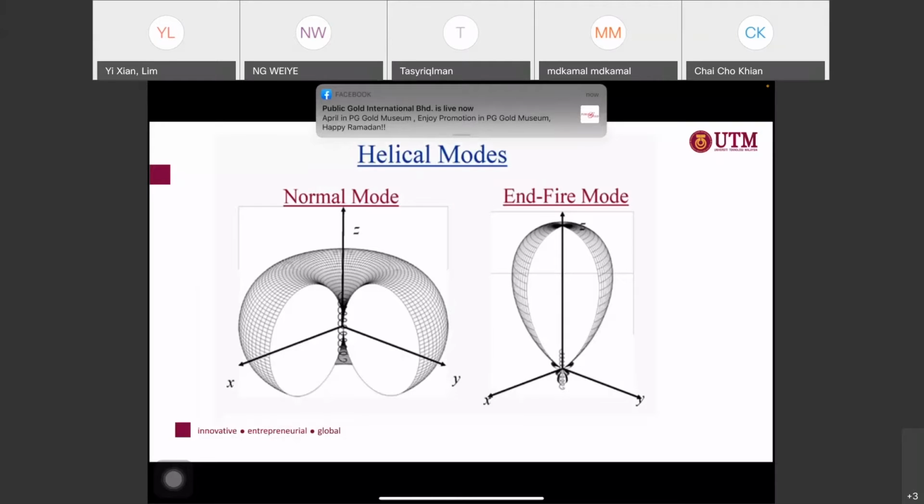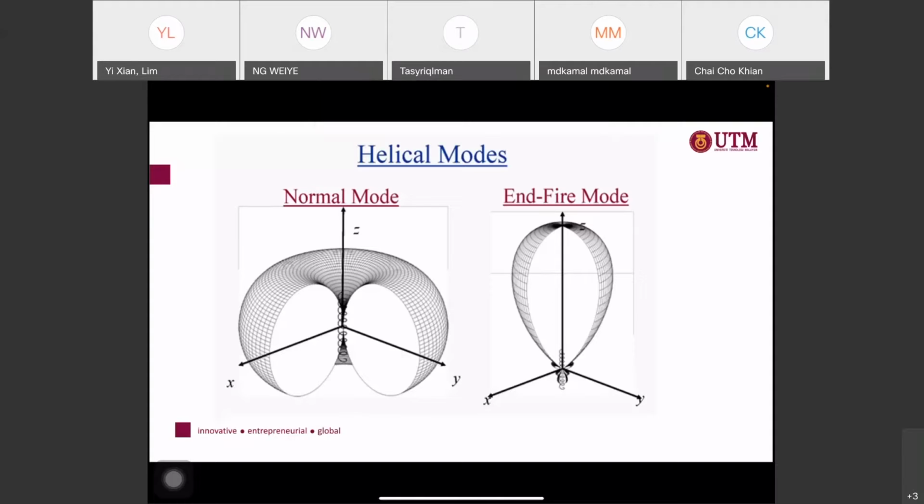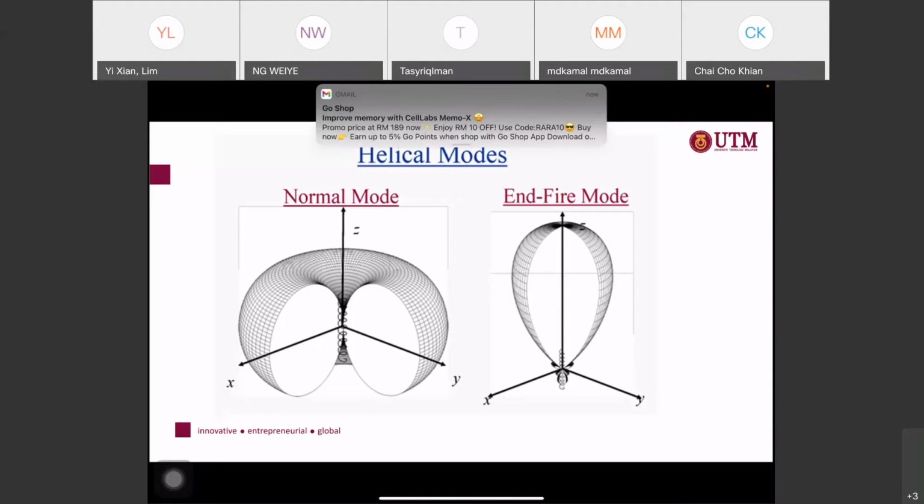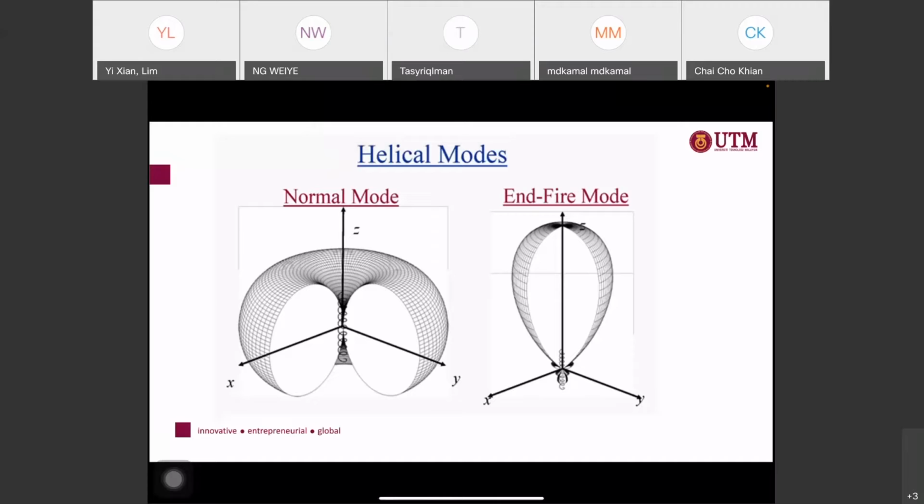For the end fire mode, it means that the radiation is coming from the end of your helical antenna. That's why they call it end fire mode, or sometimes axial mode. So you need to use the right one. If the question asks you about the normal mode, make sure that you use the normal mode equations. If you talk about the end fire mode or axial mode, you have to use the end fire or axial mode equations. But I think the questions are very similar, so there is not much difference.